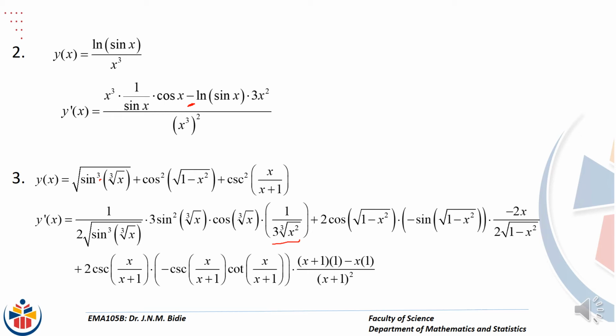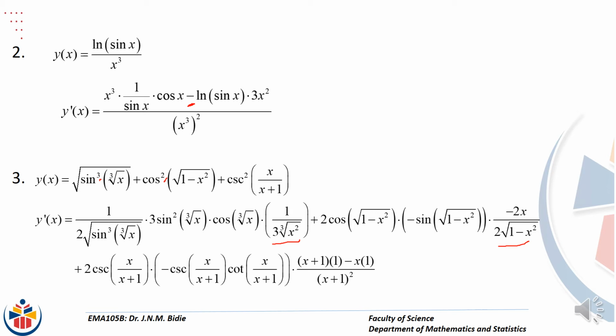Then we go to the second term, plus. Once again, we differentiate the power, which is 2 cos of the square root of 1 minus x squared, multiplied by the derivative of cos, which is negative sine of the argument of cos, multiplied by the derivative of the argument of cos, which gives us negative 2x divided by 2 square root of 1 minus x squared.